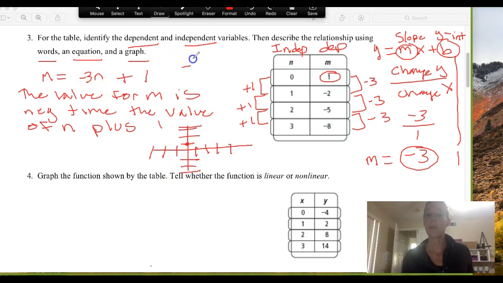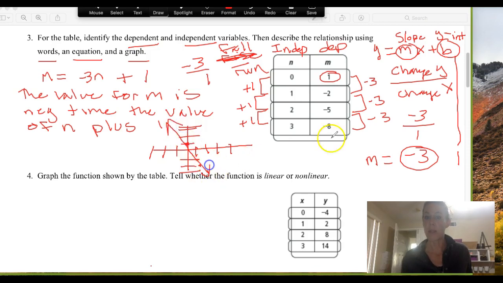So my slope is negative 3 over 1. Slope is usually rise over run, but because it's negative, I fall. Okay, so I start at my y-intercept. I fall 3, 1, 2, 3, I run 1. And 2 points is enough to make a line. You could do a few more if you want. That's what the graph looks like.